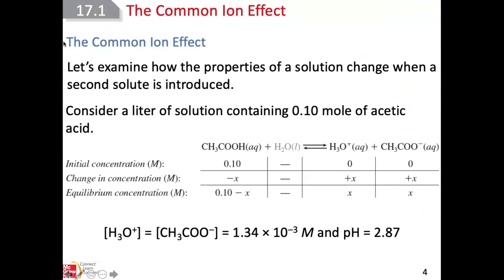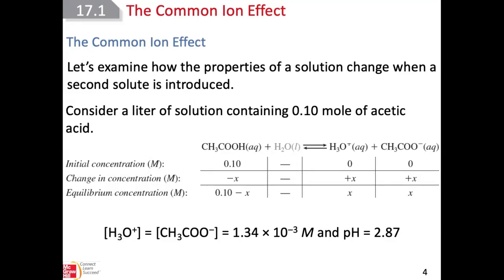So let's say we have a solution of acetic acid. This is our acetic acid, CH3COOH. And the number of moles of acetic acid is 0.1 mole. So in the water, what happened? So you have to understand acetic acid is a weak acid. It is not one of the 7 strong acids.